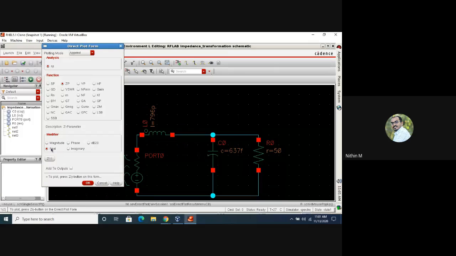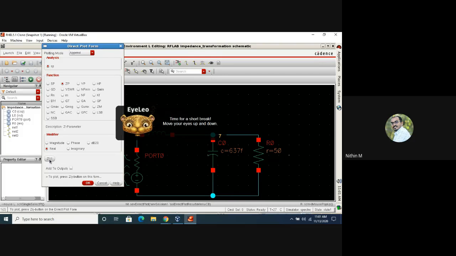What I know is this should transform to a real impedance of 25 with an imaginary component of 0 or a lesser value. So if I press on Z11, I'll get a plot.